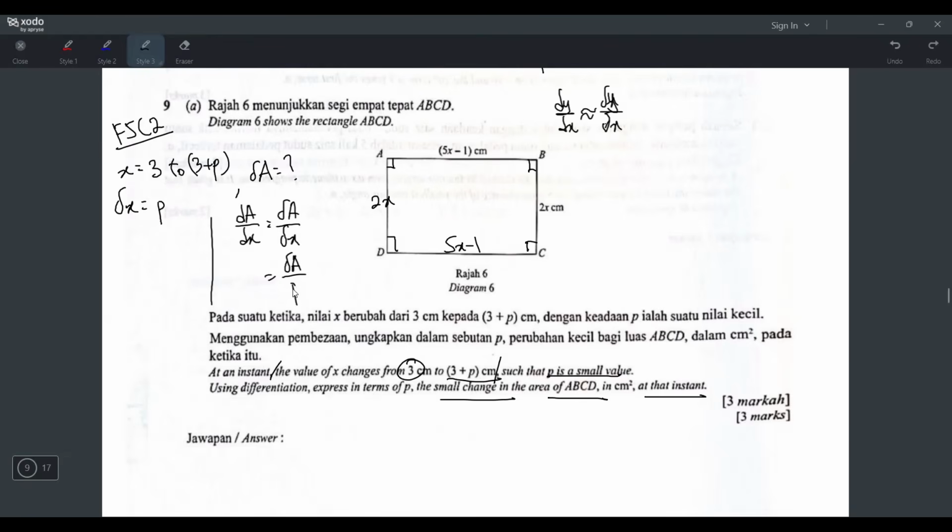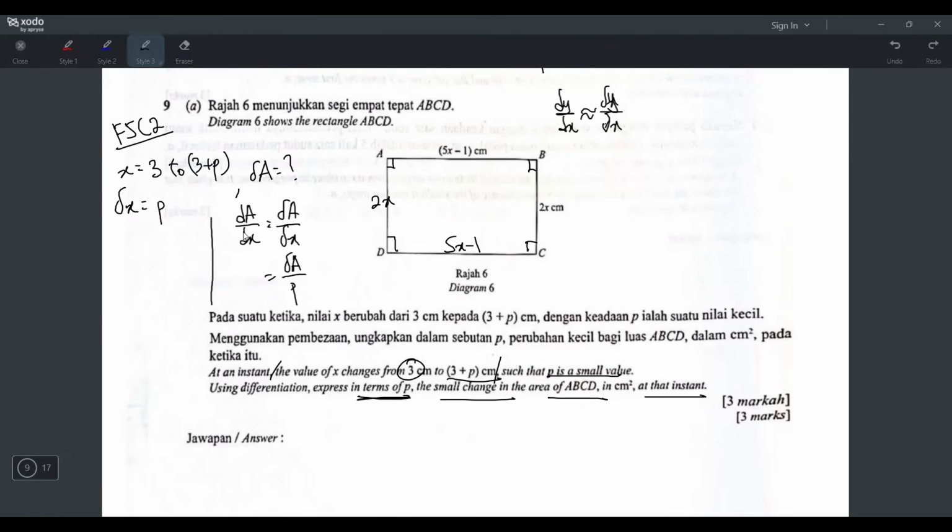Delta x P, you already have it because they already say it in terms of P, right? So what you have to find out is dA/dx. Okay, let me tell you why it is not dx/dA. Why is it dA on top and dx at the bottom?